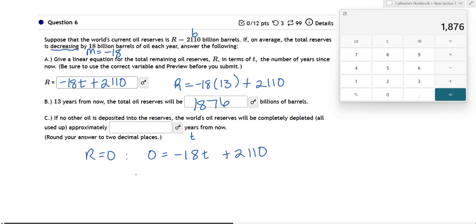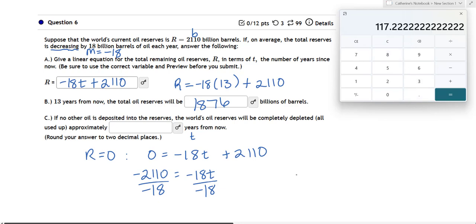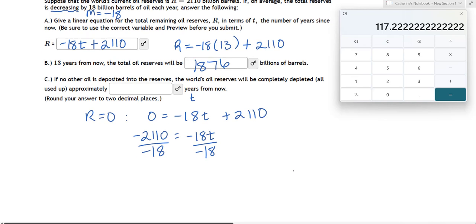So subtract. We get negative 2,110 is equal to negative 18t. Divide by negative 18. Divide by negative 18. And that's going to end up being positive. So I'm just going to put in positive 2,110 divided by positive 18. And it said round to 2 decimal places, so 117.22. So hopefully by then we'll have solar and wind and all that kind of thing. So 117.22 years. Okay, so that's it.